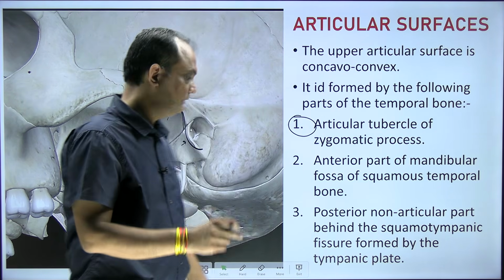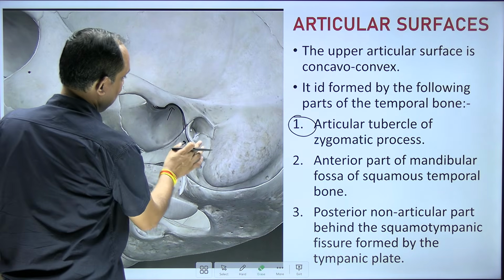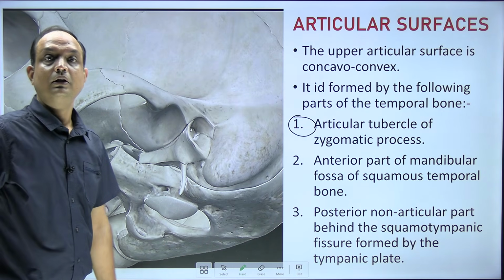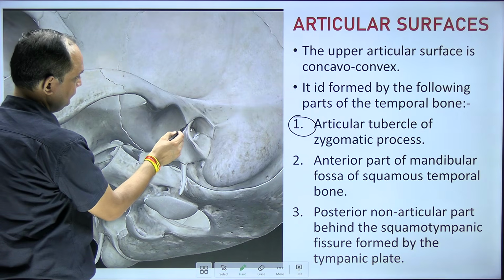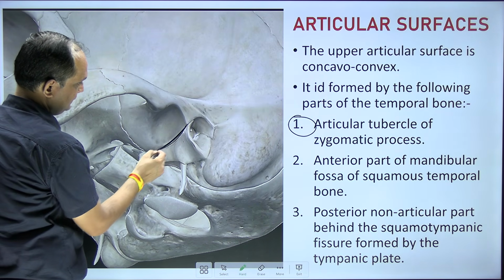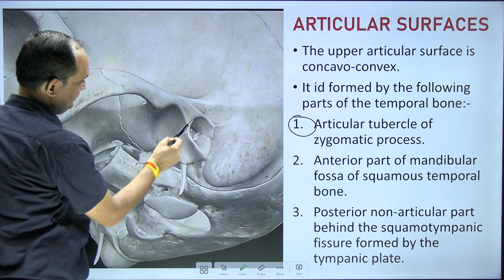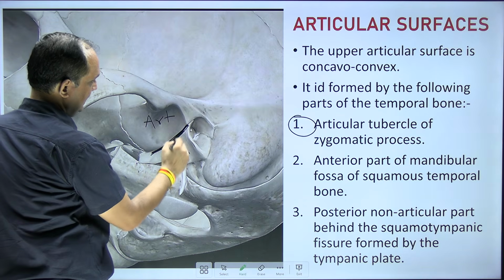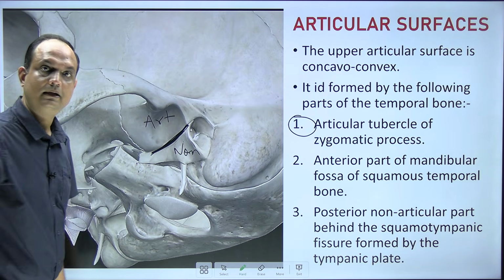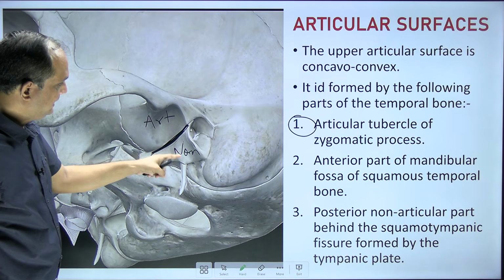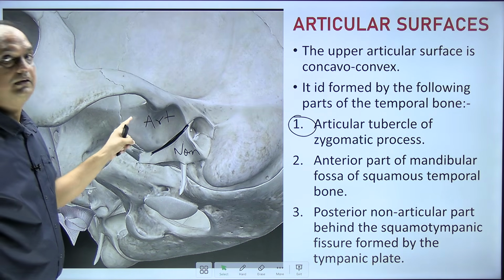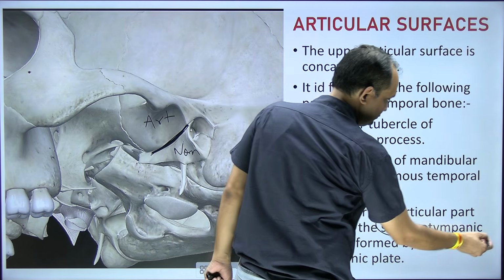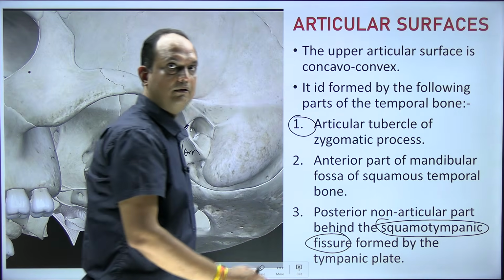My dear friends, you have to clear this concept here: whenever you are reading the contribution of the superior articular surface, you have to first look for this fissure. This fissure is an area which divides this whole articular surface into two parts, the articular area and the non-articular area. Clear? The non-articular area is behind the fissure, and the articular area is in front of the fissure. Now what is the name of this fissure? This fissure is known as the squamotympanic fissure. What is the name of the fissure?